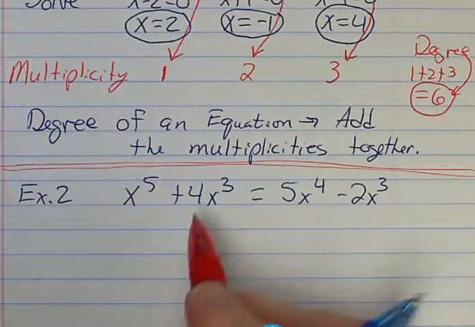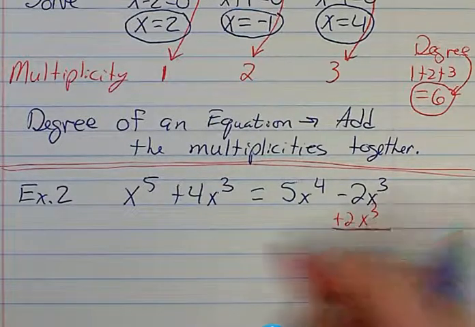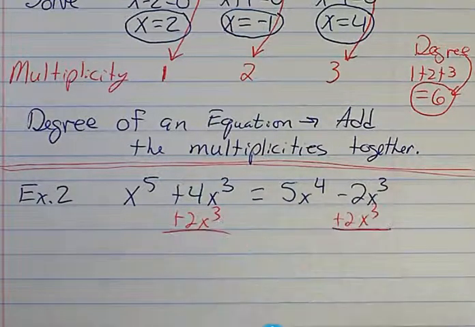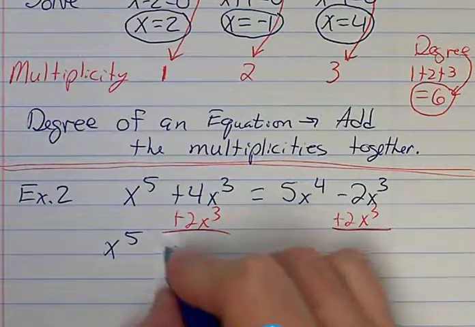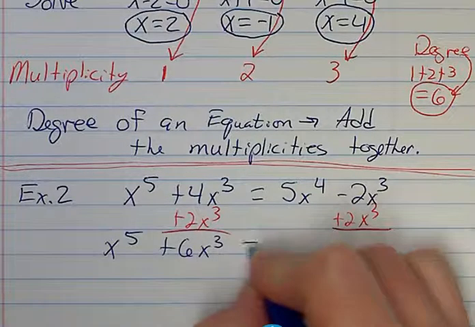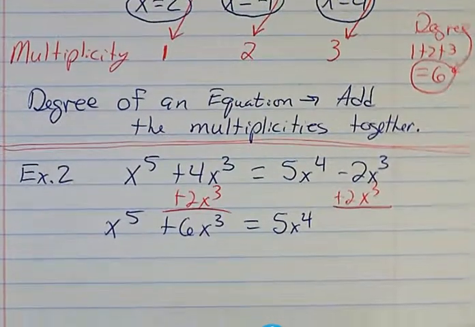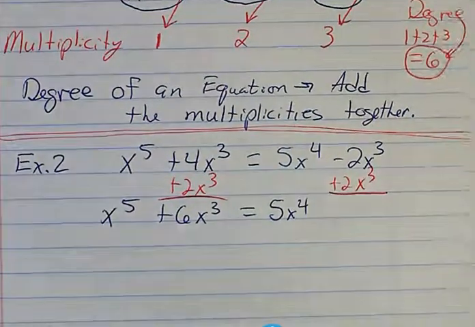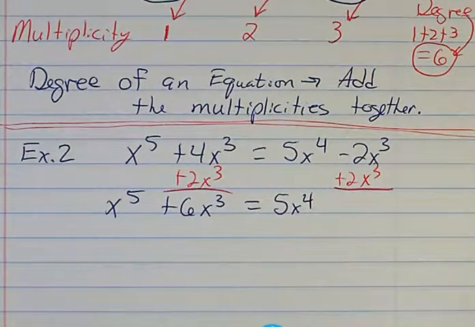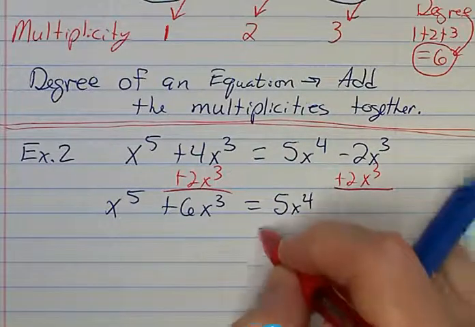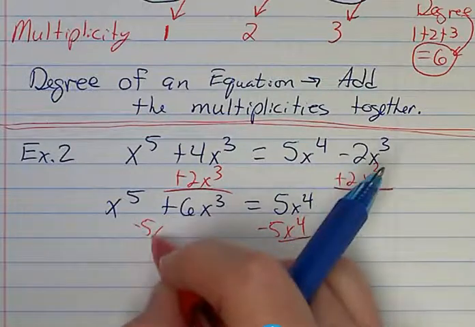So I would say first thing is, since we've already got x to the 3rd over here, let's add this 2x to the 3rd over here to combine with that 4x to the 3rd. So we've got x to the 5th plus 6x to the 3rd equals 5x to the 4th. And so the terms are going to be in standard form or descending order. When we move the 5x to the 4th over here to the left-hand side, since this is x to the 5th, let's put it right behind the x to the 5th.